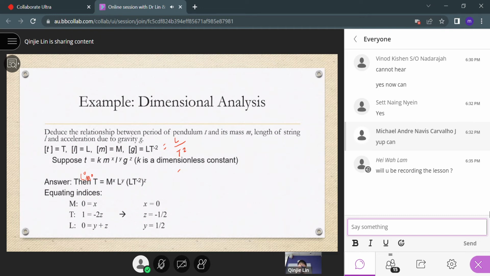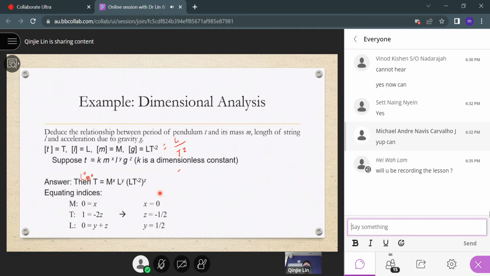Now you want to compare, you must imagine that they are there. So you compare the indices. M is to the power of 0, that's why you put 0 here. Then on the right-hand side, you have M here. So you are just comparing the indices. That's why it equals x. So if you compare M alone, you already solve for x. x must be 0.